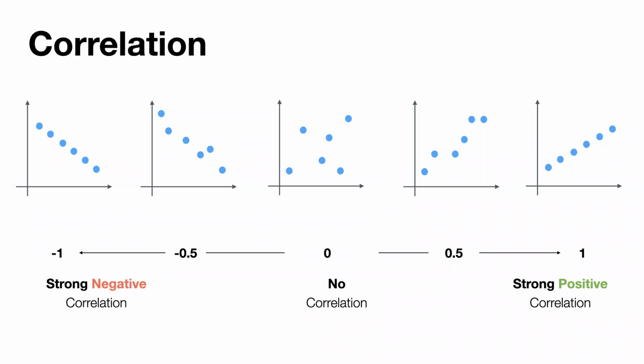Then, ranging from -1 to 1. So -1 is the strongest negative correlation. That means, for example, as age increases, salary income decreases. And then on the right-hand side, the strong positive correlation. In that case, we have 1.